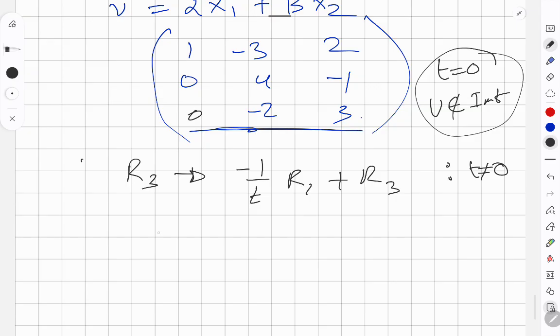Okay, so I can write as (1, -3, 2), (0, 4, -1).